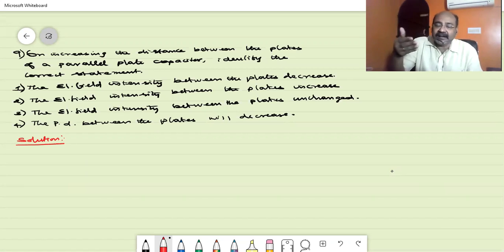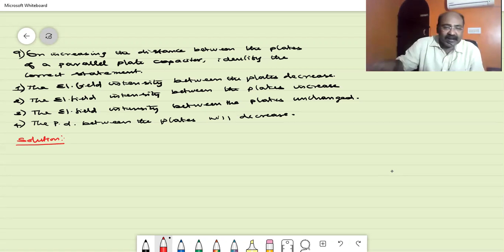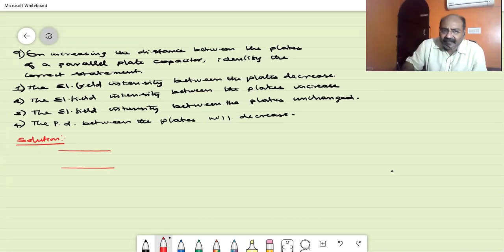If you are able to get the relation for electrical field intensity, we can easily say about the relation with potential difference, because electric field intensity is equal to V by D. So by knowing electrical field intensity and the distance, we can calculate the potential difference V. So first of all, let us have a relation for electric field intensity in case of the parallel plate capacitor. On increasing the distance, this is the distance between the two plates. If the distance got increased, for example, I am taking it like this.